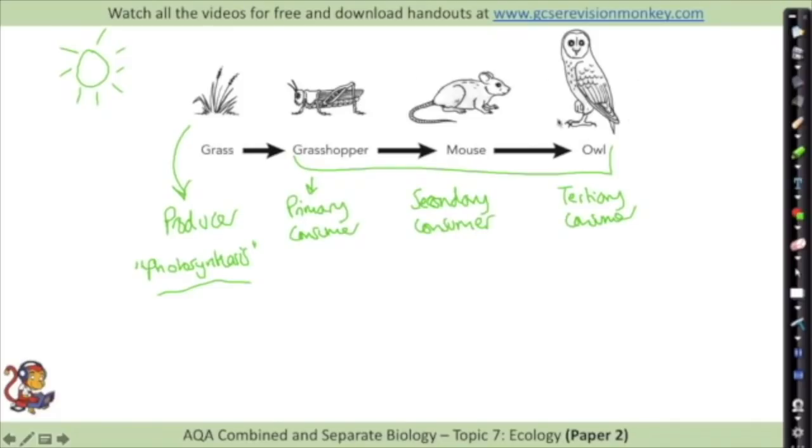And the owl, for example, won't digest all of the mouse. It will swallow all of the mouse, but then it will bring up things like its fur and any of the hard bones that it can't digest. So by the time it gets to the end of the food chain, there is not enough energy for another organism.